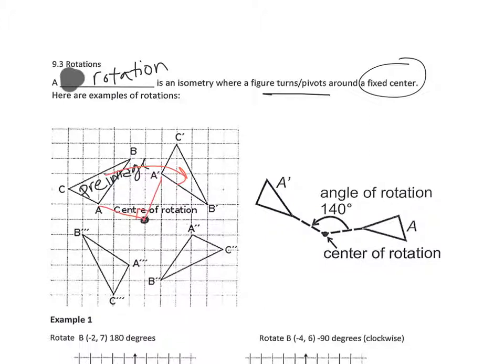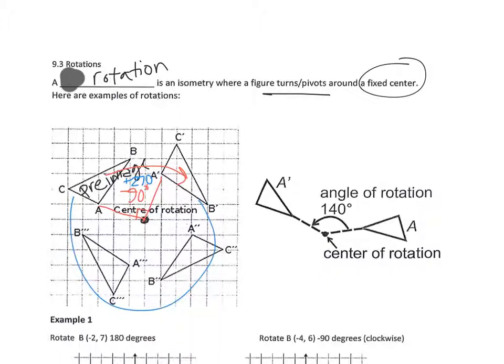So you can see this makes a 90-degree angle, but it's going clockwise. So this is going a negative 90 degrees. Or instead of negative 90, you could say it's going a positive 270 degrees. So it's going all the way around this way.